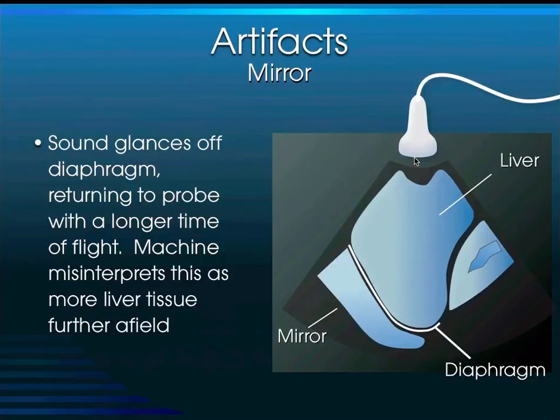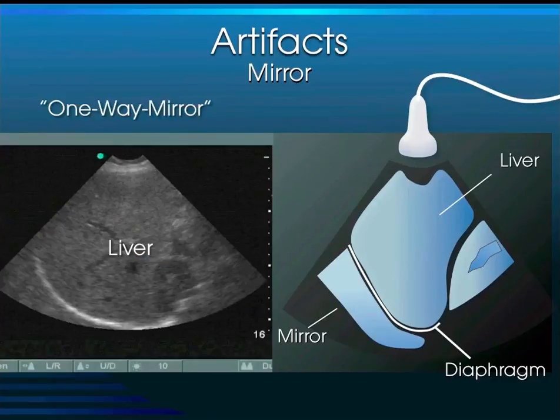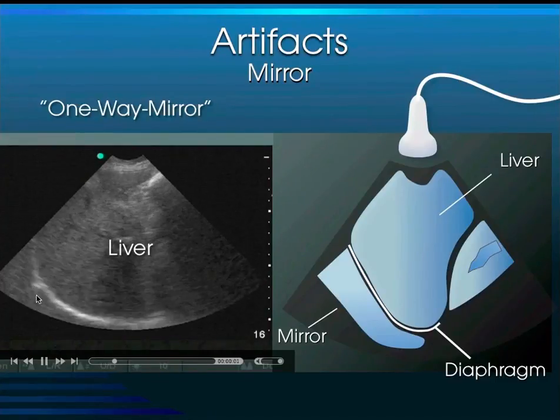And the machine misinterprets that information as there being further tissue afield. And it does so because it took the sound longer to get back to the probe, and therefore it thinks there's something further down on the screen. And the material that it plots further down on the screen is the material that the sound was running through, which was liver. And so when you get the mirror image of the liver up in the chest, or on the left side of the body, the spleen up in the chest, that's called the mirror image artifact. And it's an expected artifact in all normal individuals.